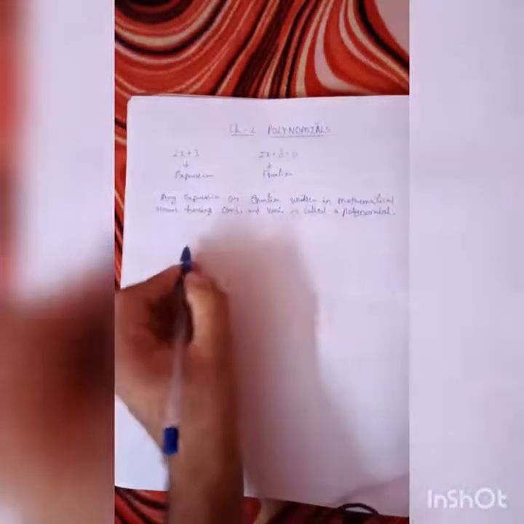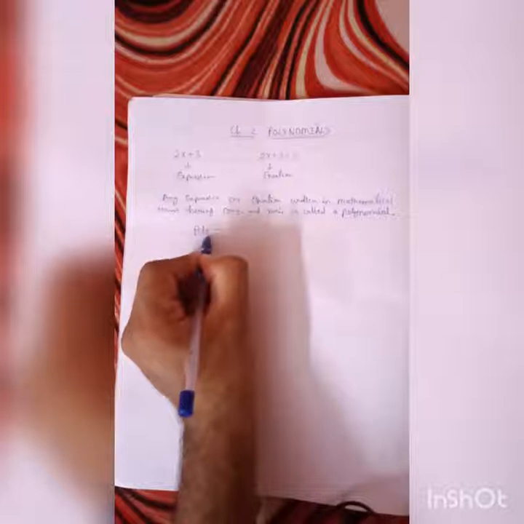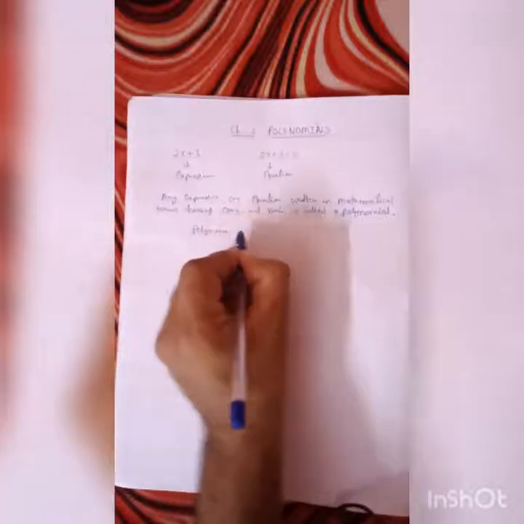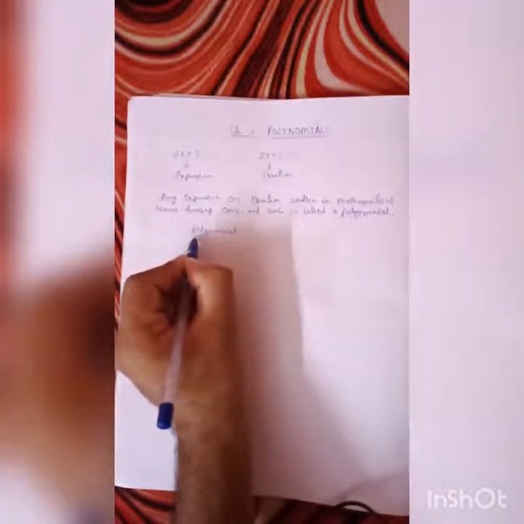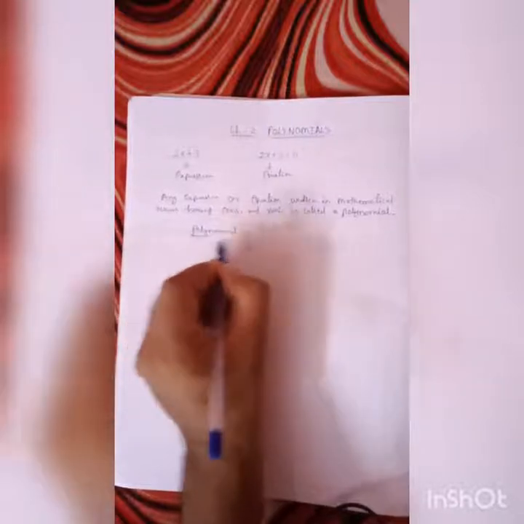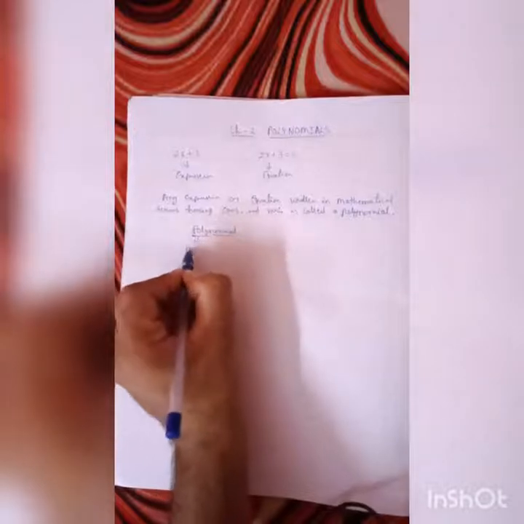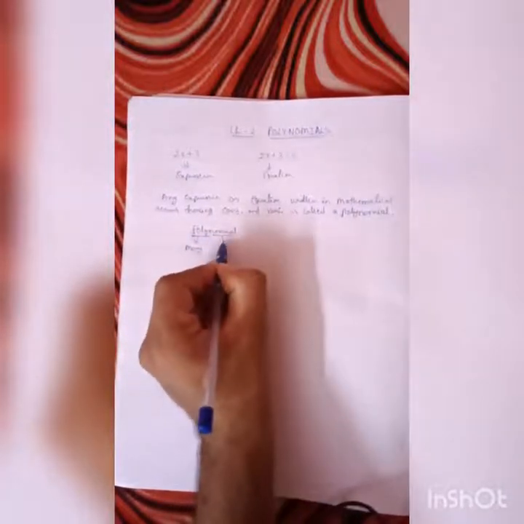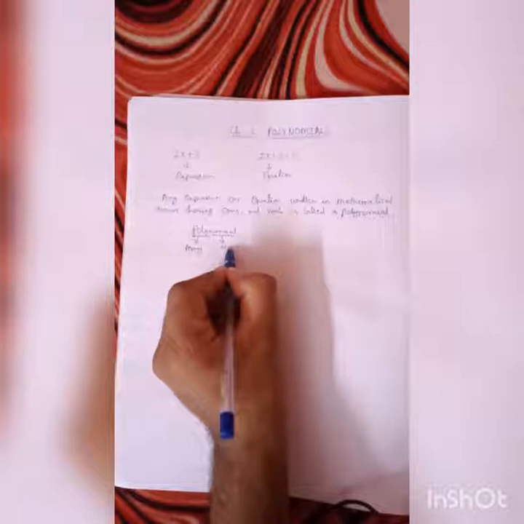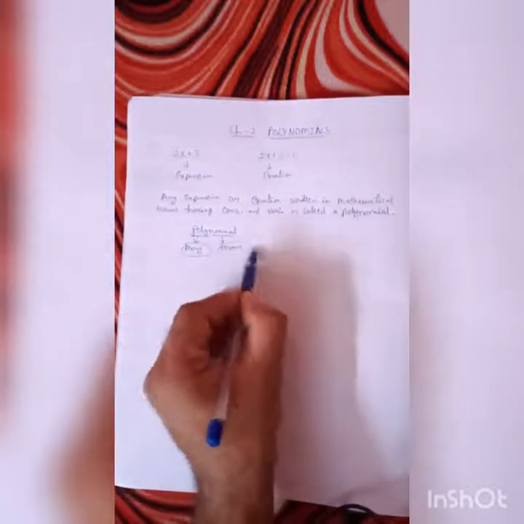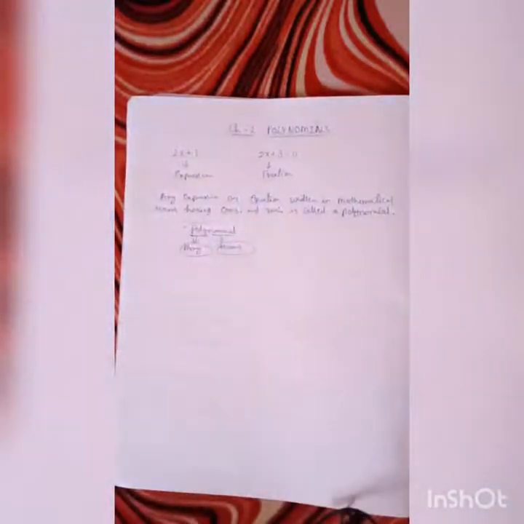Or we can say polynomial has two words. First one poly and second one nomial. We know that poly means many and nomial means terms. So any expression or equation having many terms is called a polynomial, in simple language we can say.